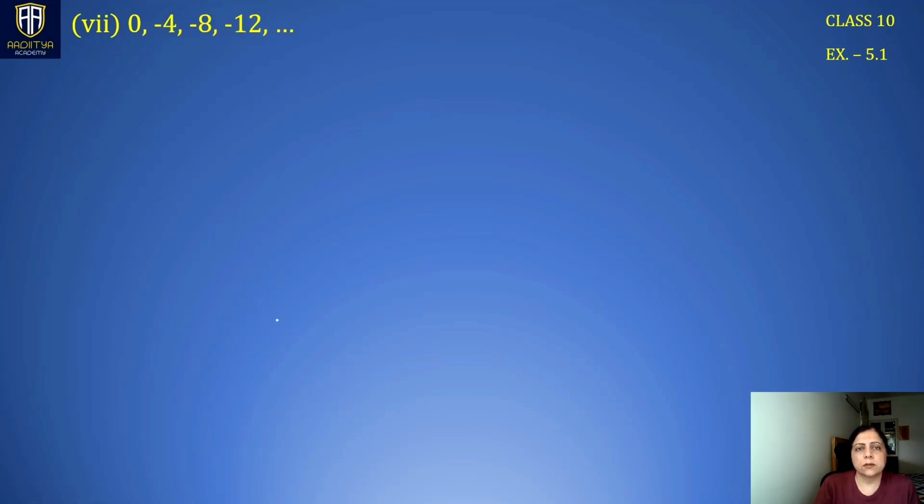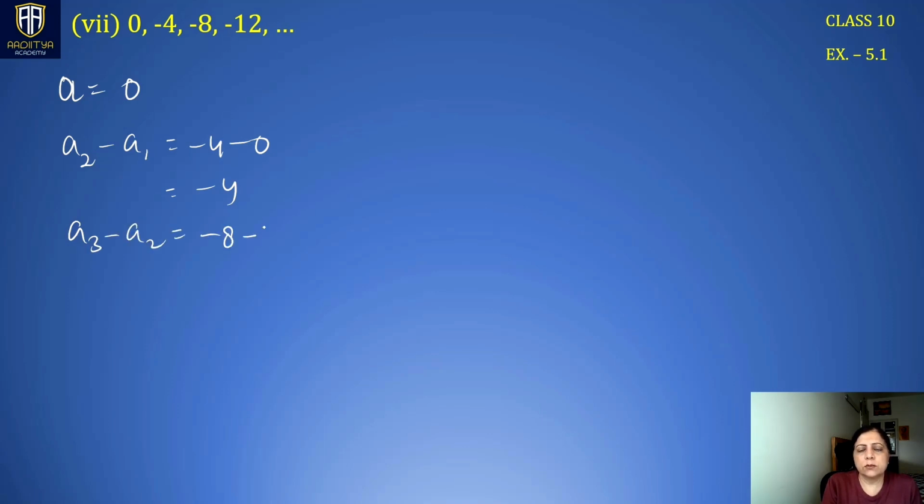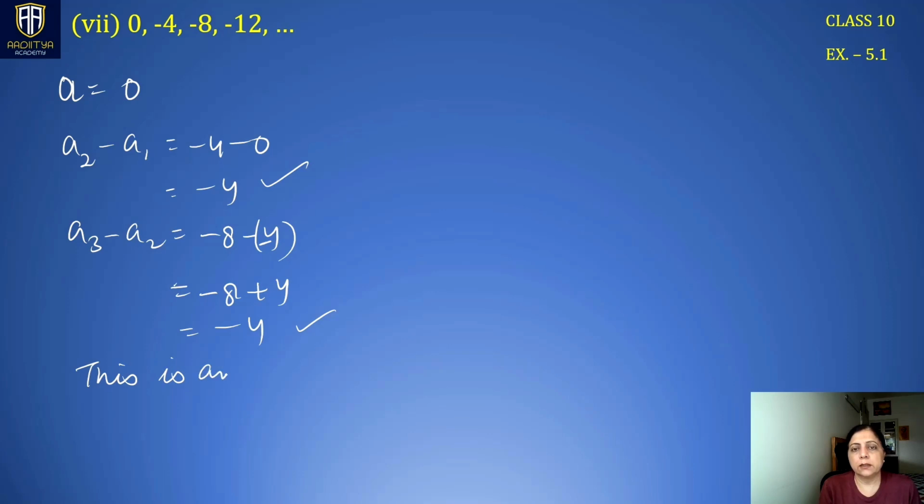Next question is 0. a1 is 0. a2 minus a1 is minus 4 minus 0, which is minus 4. a3 minus a2 is minus 8 minus, sorry, minus 8 minus minus 4. So it becomes minus 8 plus 4, which is minus 4. So we can see that for two pairs, the common difference remains the same. That means the sequence is an AP. This is an AP, right?